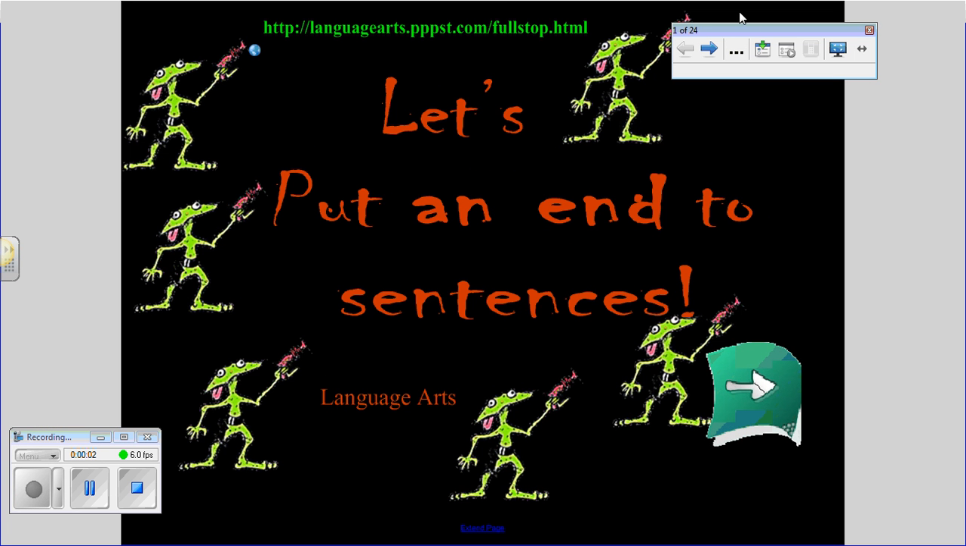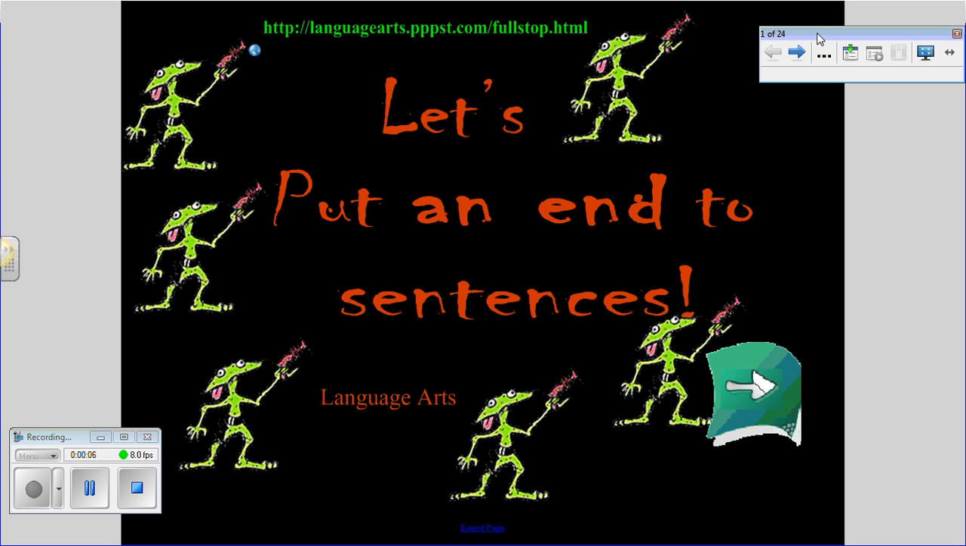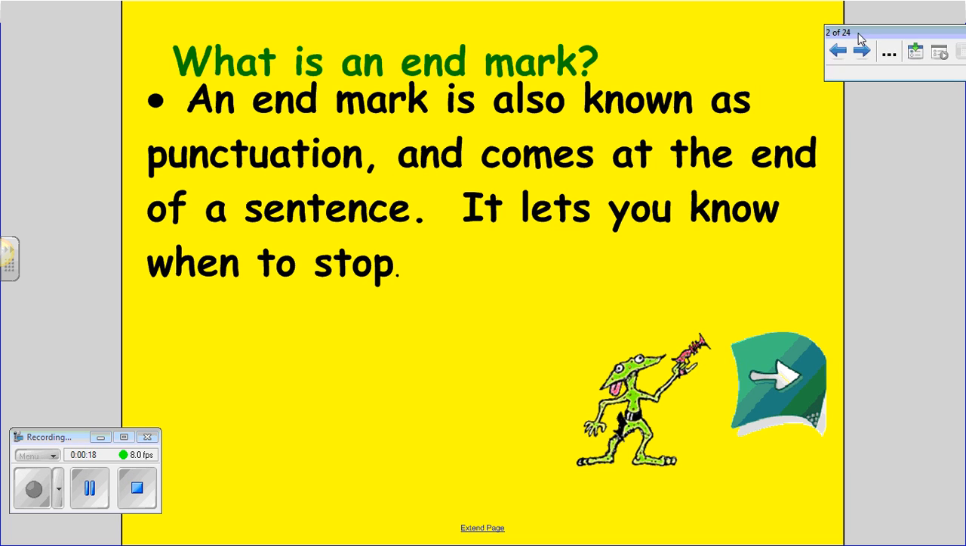Today we are going to put an end to sentences. What do I mean by that? No, I don't mean that we're never going to use sentences again. What we are going to do in this lesson is talk about the end marks for sentences. What is an end mark? An end mark is also known as punctuation, and it comes at the end of a sentence. It tells you when to stop as a reader.